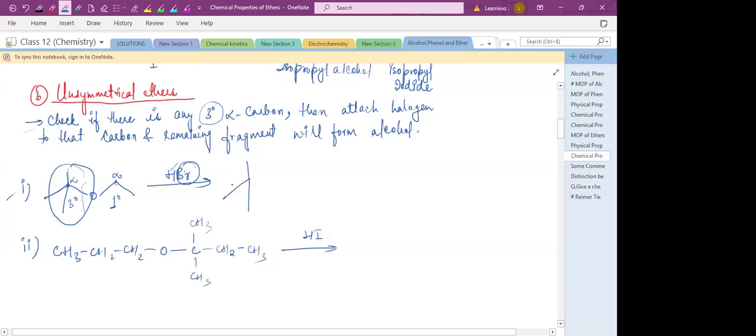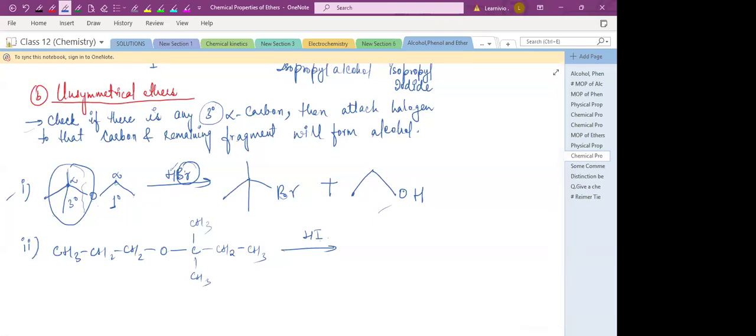Okay, and to this you have to attach the Br. Here HBr is given, so the halogen you have to attach to the tertiary alpha carbon, plus this remaining group CH3, CH2, O. So hydrogen will come and attach to this oxygen and it will form alcohol. That's what we have to do in the unsymmetrical type of ether.